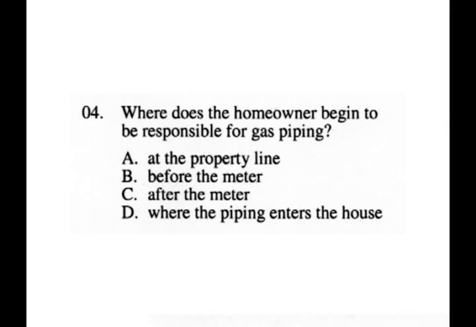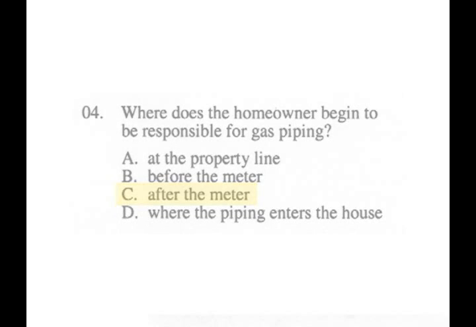Where does the homeowner begin to be responsible for gas piping? Of the 4 choices, the correct one is after the meter. So just think about it a little bit. The meter actually belongs to the gas company. The pipe right after the meter belongs to the house, and that's the point of demarcation between responsibilities. So in this problem, the answer would be letter C.